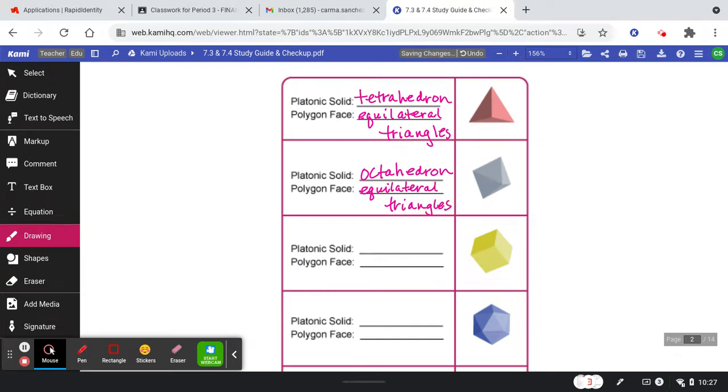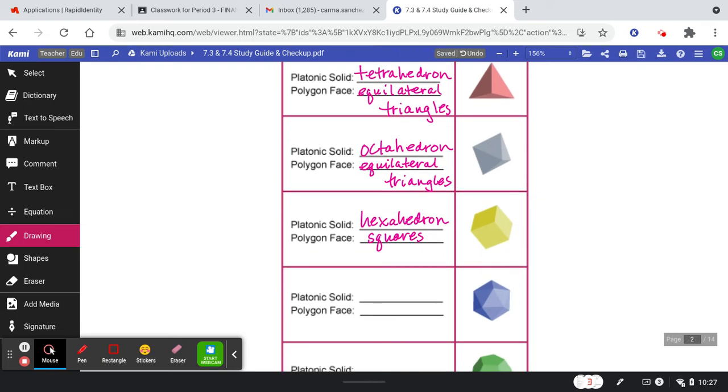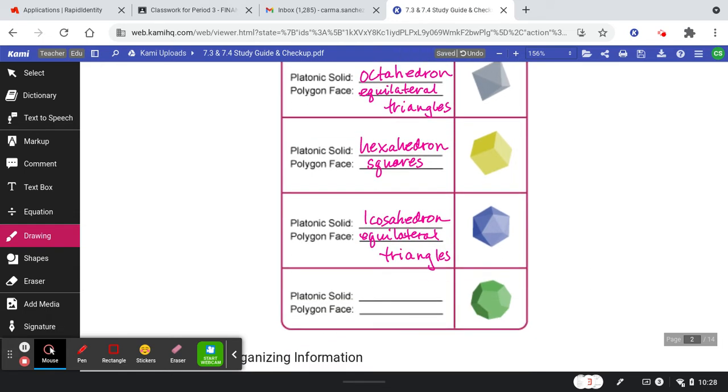Then we get to one that has square faces. And that one has 6 total faces, so it's a hexahedron. Finally, we've got the icosahedron. And that is made up of equilateral triangles. And last but not least, we've got the dodecahedron. And that's made up of the regular pentagons.